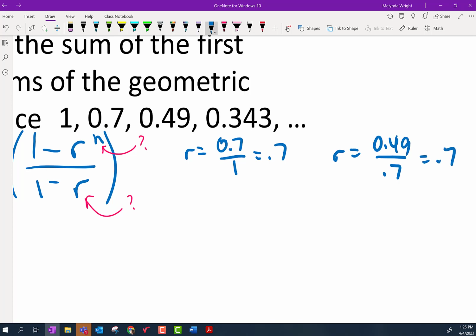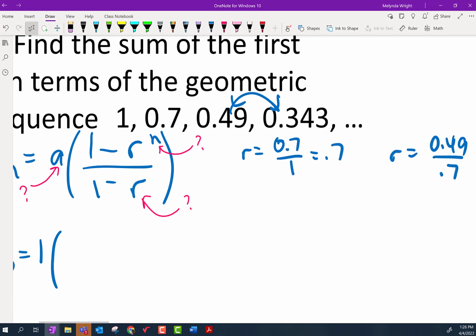So our common ratio, no matter, I mean, we could take these two and divide those. The key is that you take the term that's farthest away on top, like the third term divided by the second term, or the fourth term divided by the third term. That has to be on top, or your ratio is going to be upside down. So our common ratio is 0.7.